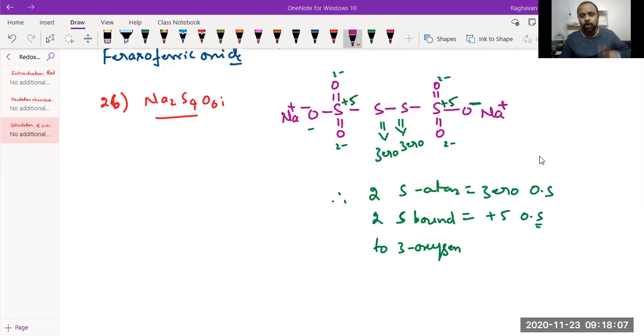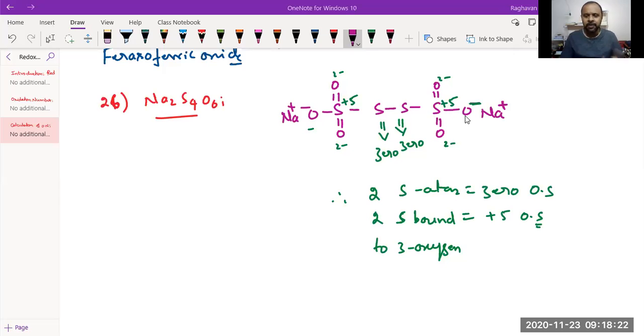Oxidation state will be assigned only when an electronegativity difference exists between 2 atoms. If the atoms are the same, then the oxidation number will be 0. For example, chlorine: 2 Cl atoms have been bound. What is the oxidation number? 0. N2 is 0, O2 is 0.